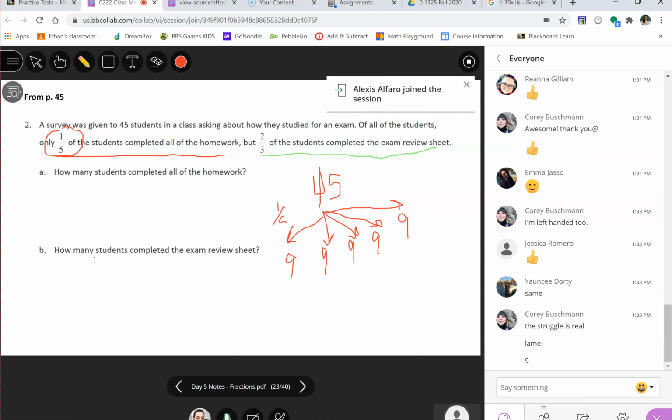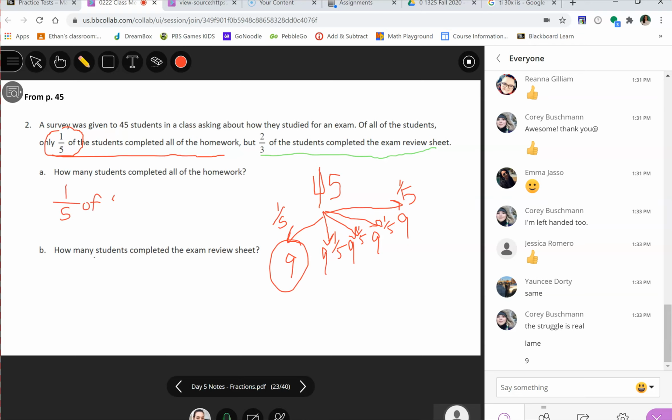So this is 1/5 of the class, this is 1/5 of the class, here's 1/5 of the class, here's 1/5 of the class. They were wanting us to do it by hand like this. So we would split it up into 5 equal groups and take one of the 5 groups and see that it's 9 students. But what you're going to do is on your calculator, you're going to change 1/5 of 45 students to 1/5 times 45. So type that in on your calculator and see if you get 9.